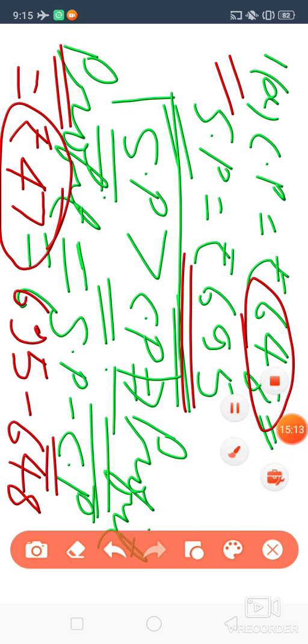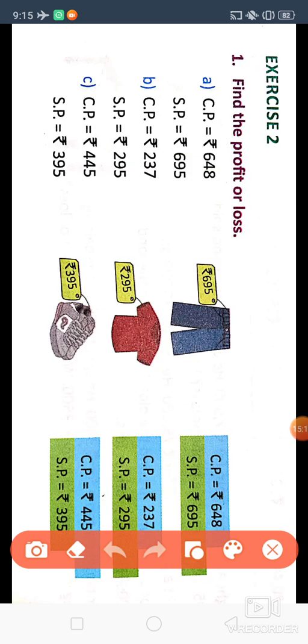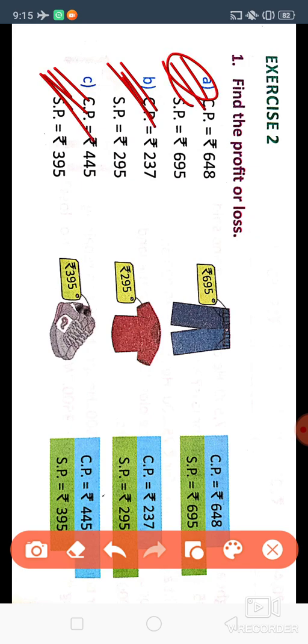Like this you'll try to solve questions B and C. Both of these questions are your homework. A also you'll do in your copy, A, B, C. A I have done, that also you'll do, and B and C both you'll do.